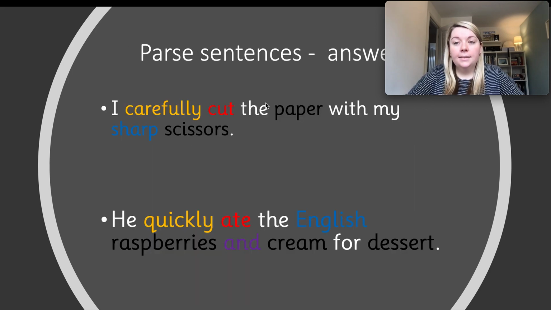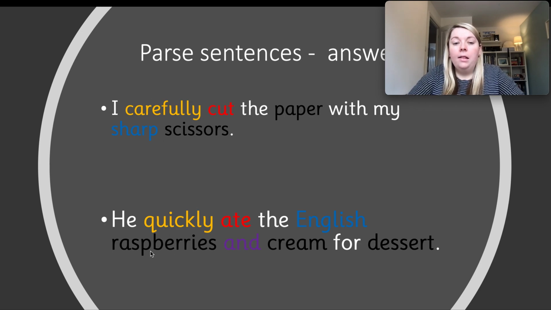So to parse the sentence, I carefully cut the paper with my sharp scissors. So the nouns are underlined in black, so that's scissors and paper. Your adjectives are blue, so that's sharp. And your verb is red, so that's cut. And your adverb is yellow, carefully.